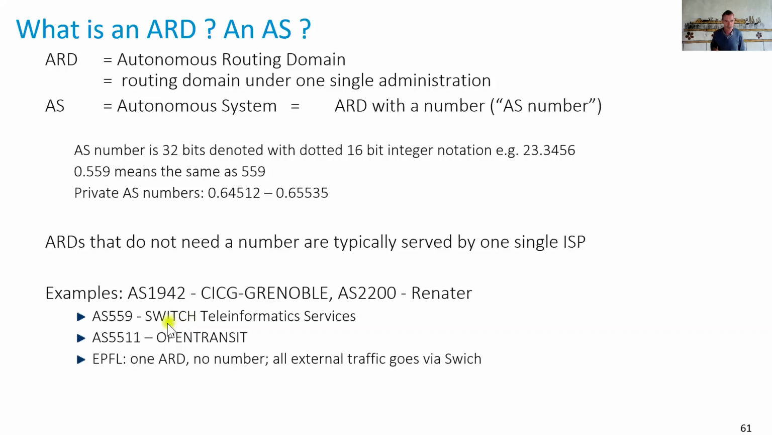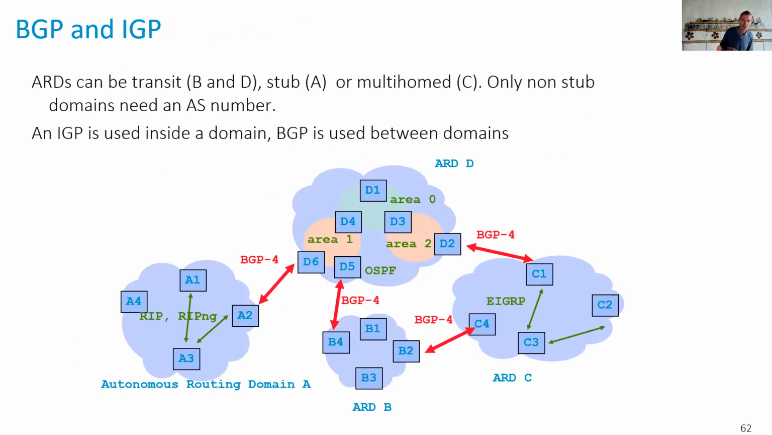For example, Switch, which is the provider of all universities in Switzerland, has AS number 559. Open Transit, which is an international transit operator, has this number here. EPFL, which is also a domain, does not have a number, because EPFL accesses the rest of the internet via Switch. So in order to simplify the BGP table, we try to not give numbers if not necessary. For the rest of the world, EPFL is seen as a part of Switch, therefore does not have an AS number.